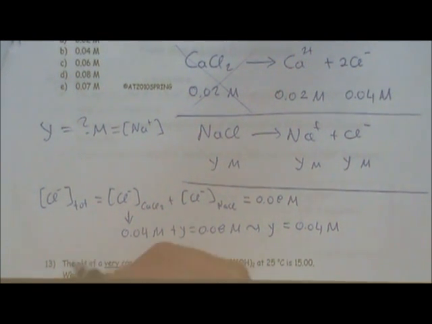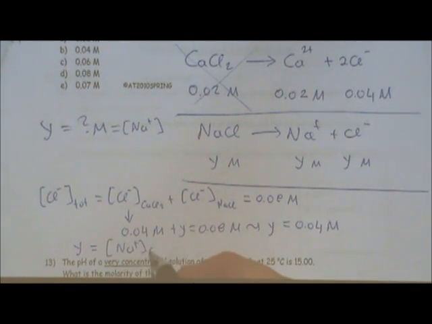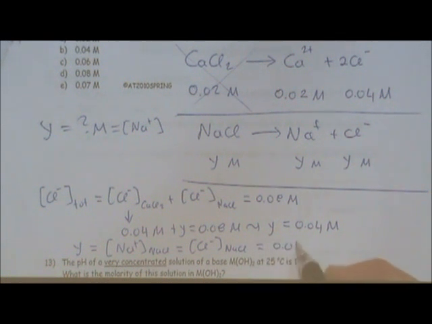And remember, Y, as we said, is the concentration of sodium plus from sodium chloride, which is equal to the concentration of chlorides from sodium chloride. And that is, as we said, is 0.04.